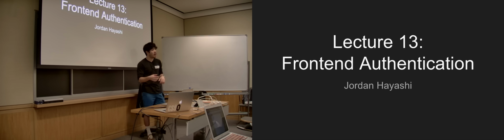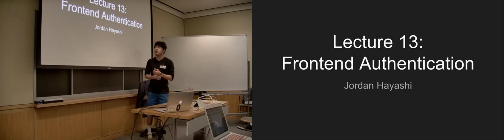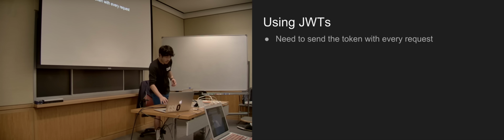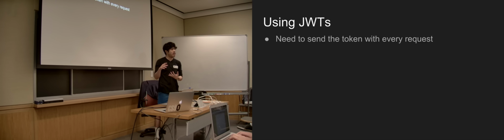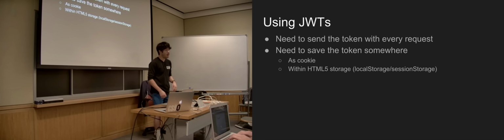A lot of the same concepts, but just from a different perspective. So first, using JWTs. Does everybody remember what a JWT is? The JSON Web Token? We need to send that token with every single request that we make on the front end because the back end now expects it for every request. And we need to save it somewhere. So where do we save it on our front end? We have a couple choices. One is a cookie. Browsers allow you to save things as cookies, and they're automatically sent with requests. Or within HTML5 storage, which is either local storage or session storage.